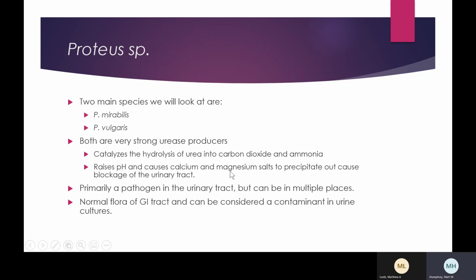Yeah, primary pathogen in the urinary tract, but we can find it in a bunch of places. We get it in wound cultures and things like that too. But it's also normal flora for the GI tract, and it's considered a contaminant in urine cultures sometimes. So occasionally we might get a Proteus that swarms over a pure culture of E. coli. We'll ignore that Proteus and know that the E. coli is the actual pathogen here.